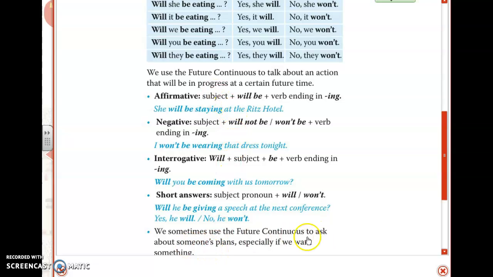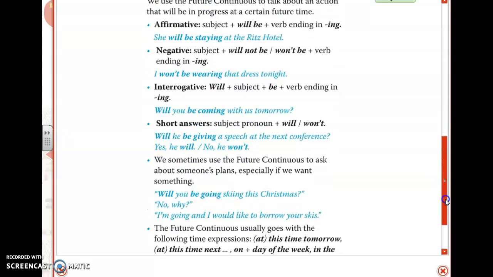Sometimes we can also use it, as you can see here, to ask about somebody's plans for the future. Specifically, if we want to ask a favor, if we want to ask something like, will you be going skiing this Christmas? That kind of involves that you would like to go with them. Or, will you be going to the shopping center on Sunday? That involves that, can you take me with you, please?